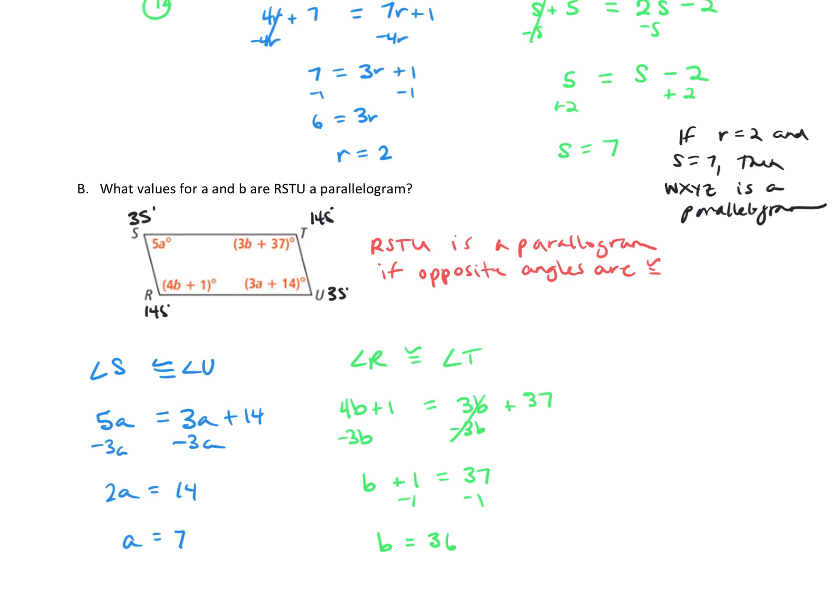So to answer the question, if A equals 7 and B equals 36, then RSTU is a parallelogram.